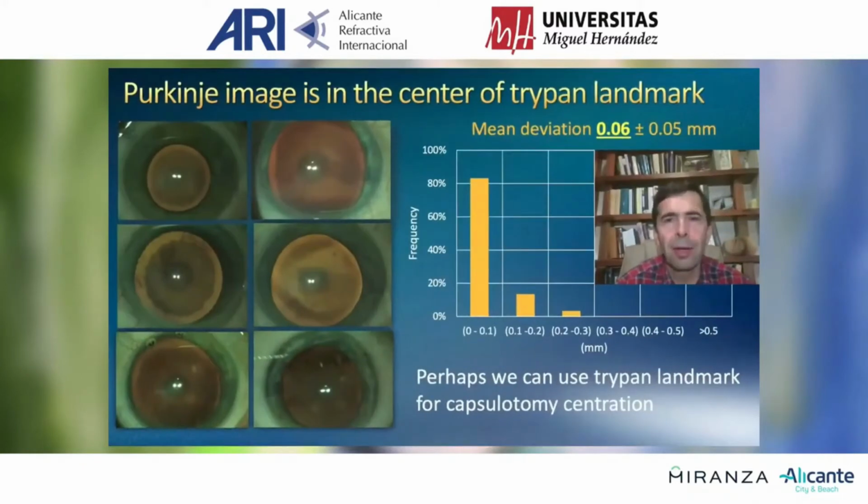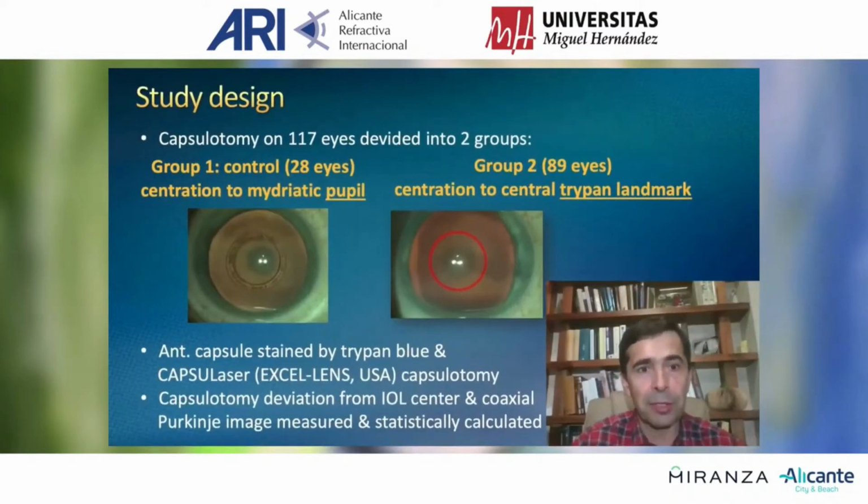So let's have a look how the Purkinje images and the central trypan blue capsule landmark coincide. We have found out that the Purkinje images are right in the center of the capsule landmark, providing the patient is fixating. And the mean deviation from the Purkinje image and the center of capsule landmark is only 0.06 millimeters plus minus 0.05. So perhaps we can use this capsule landmark for centration of our capsulotomy. We designed a study on this.